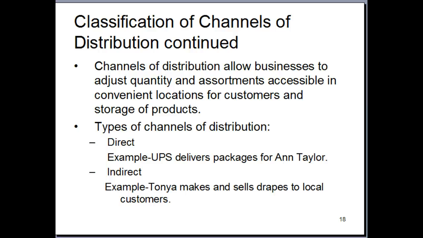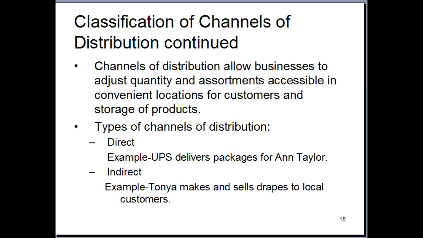The channels of distribution allow the businesses to adjust the quantity and assortments that are accessible in convenient locations for customers and also for the storage of products. There are two different types of channels of distribution that you need to know and understand. The first one's direct and the second one's indirect. They give you examples in your notes, but I want to try to break that down just a little bit and make it easier for you.